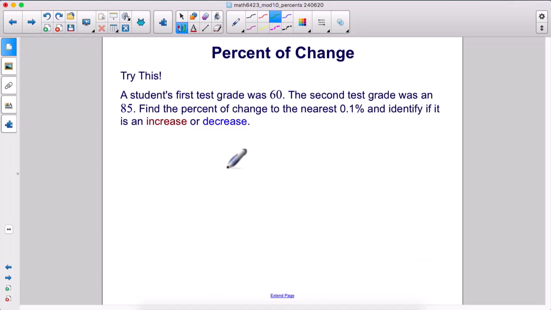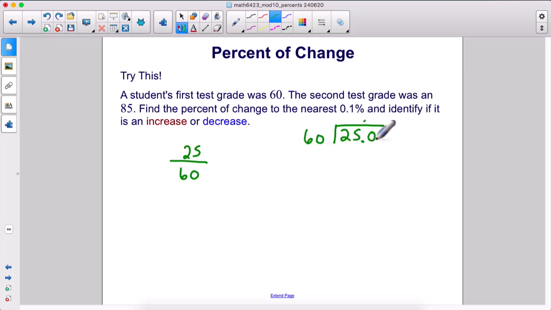A student's first test grade was 60. The second test grade was an 85. So that difference is 25 divided by the original score of 60. Find the percent of change to the nearest 0.1%. Identify if it is an increase or a decrease. All right, so let's do that division first of all. So we add a decimal and a 0.